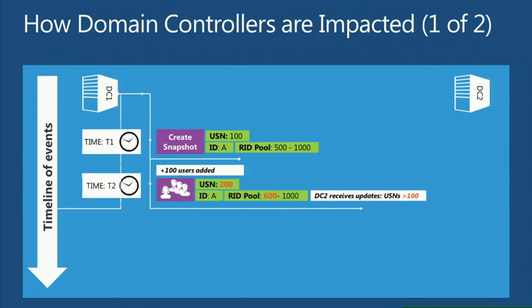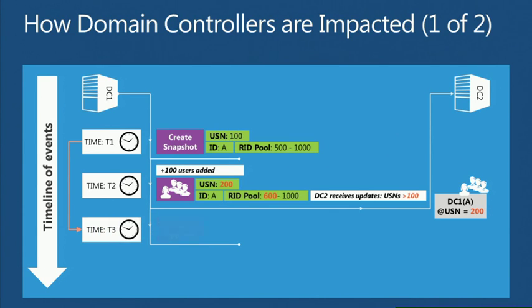Now, let's assume I took a snapshot at that point in time. And I moved forward in time where I just created 100 users. Now I've moved my update sequence number appropriately to 200. I'm still ID A, and I've depleted 100 RIDs because I created 100 users. Domain controller 2 receives these updates because it knows that it received changes from domain controller 1 with ID A all the way up to 100. So it knows that it needs to pick up these other 100 and converge that data across domain controller 2. Now, this is all fine and dandy.